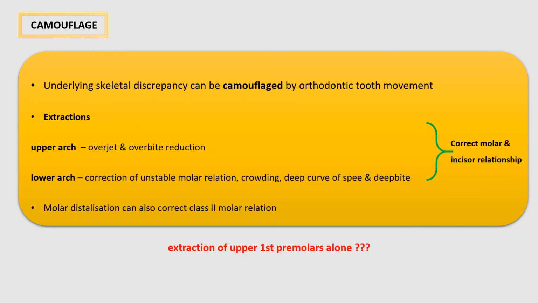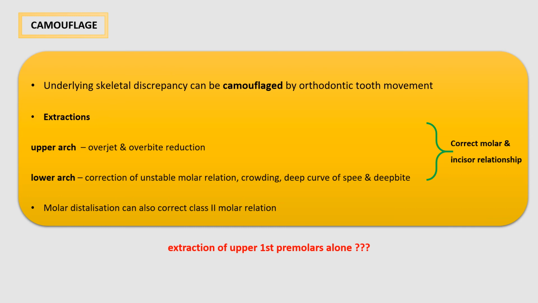So how to do a camouflage? You can camouflage this underlying skeletal discrepancy by orthodontic tooth movement. So you can subject the patient to extractions. If it's the upper arch, you can correct overjet and overbite through extractions, and for the lower arch, you can correct the unstable molar relationship. You can relieve crowding. You can also correct the curve of Spee, and also treat deep bite.